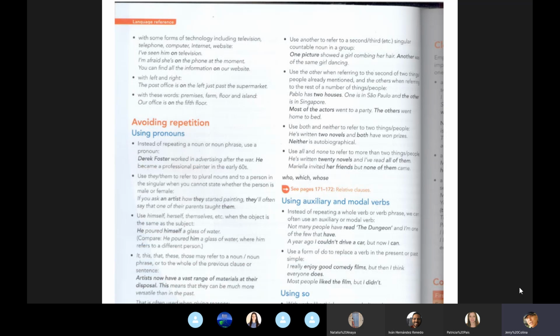We use "on" with left and right. On the left, on the right. For example, the post office is on the left, just past the supermarket.